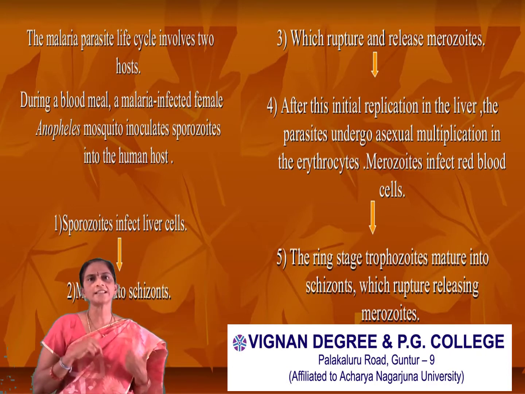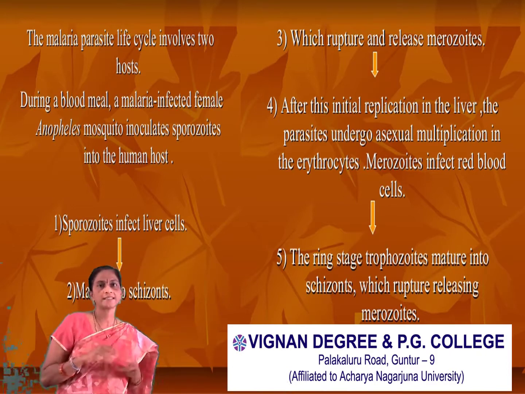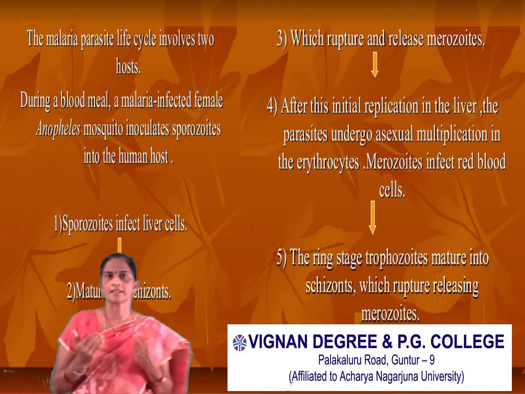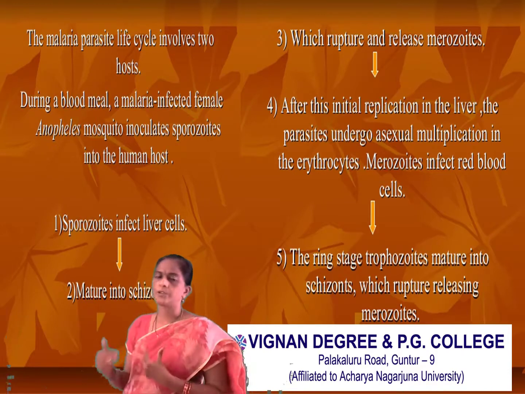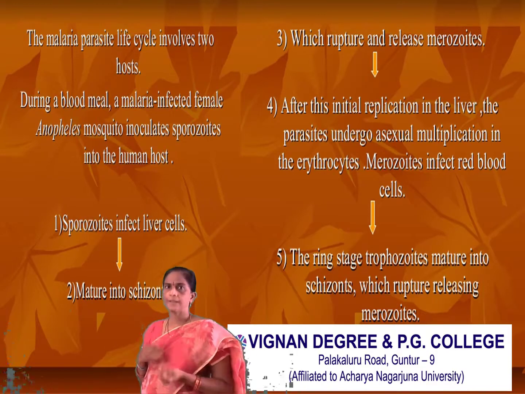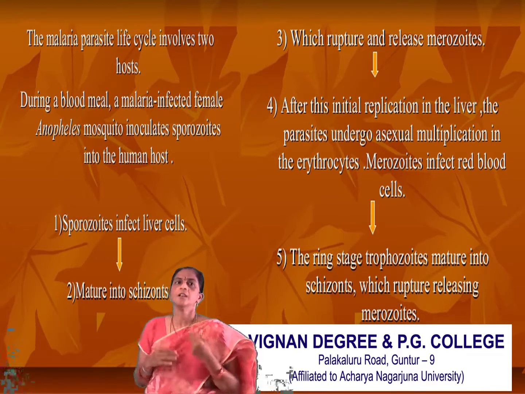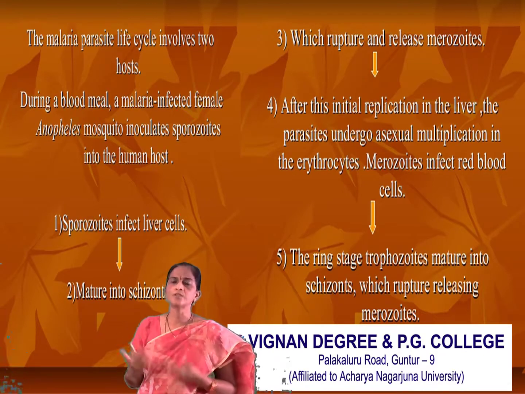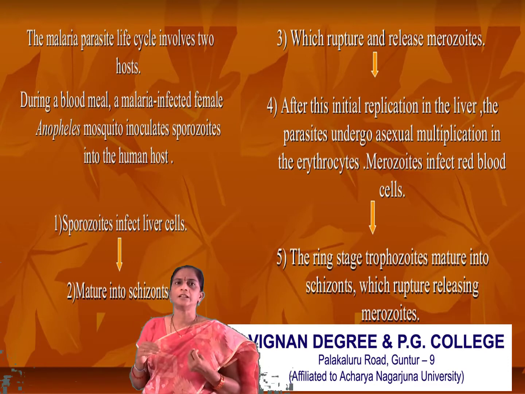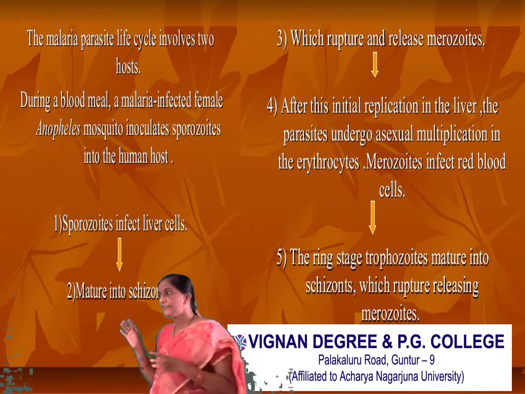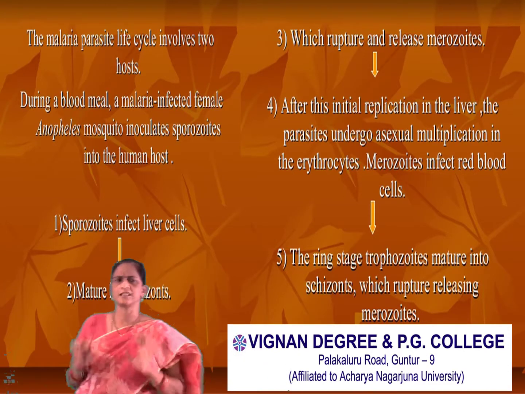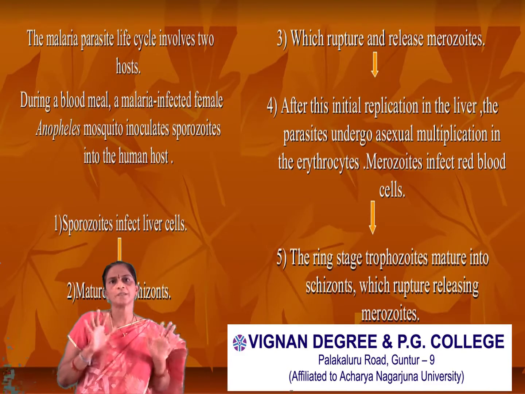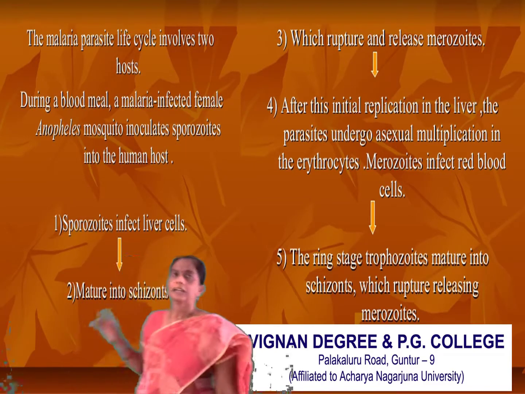These sporozoites enter directly into the blood and infect the liver cells. Then they mature into schizonts, which rupture and release merozoites. After that, these merozoites infect the RBC cells. Merozoites are mainly concentrated in the liver and RBC cells. So the merozoites infect red blood cells.